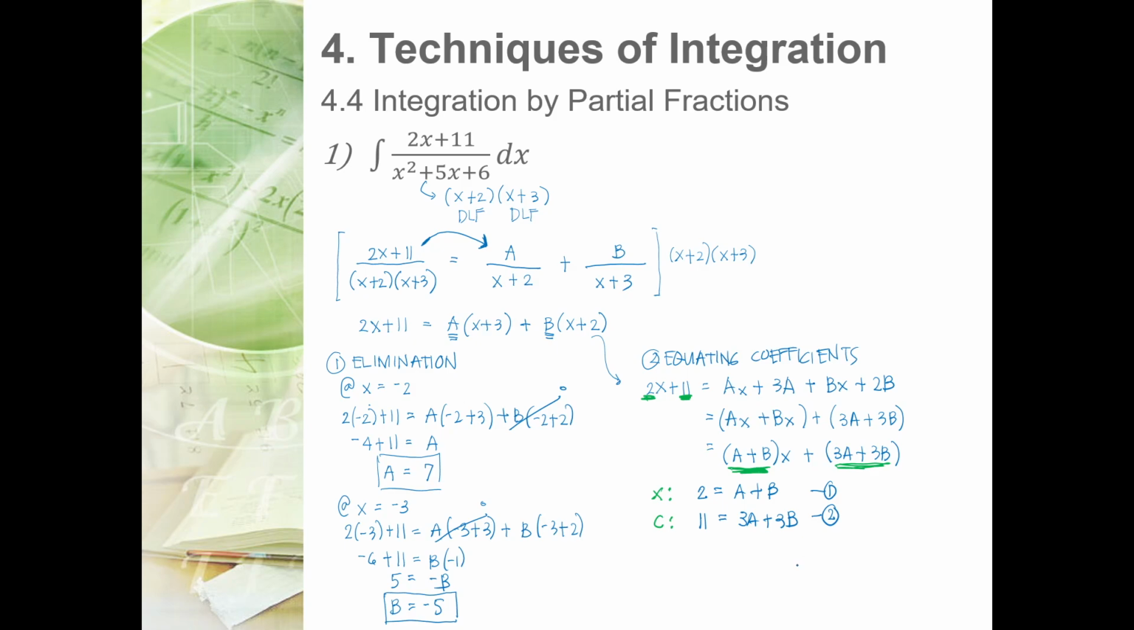It could either be the method of elimination coming from your algebra, or the method of substitution, di ba? Nevertheless, since we're out of space, the answer would still be the same.